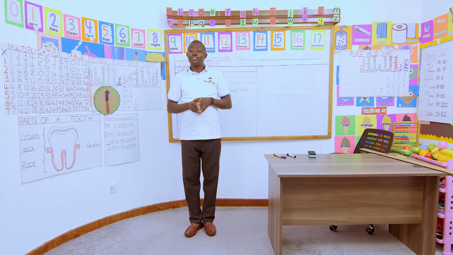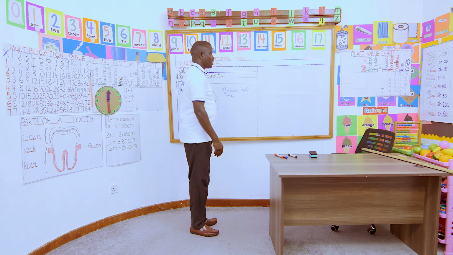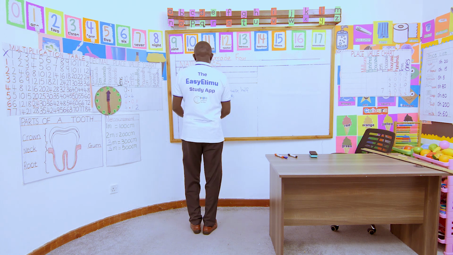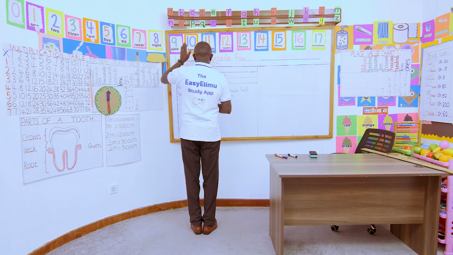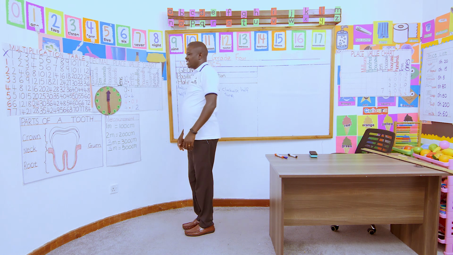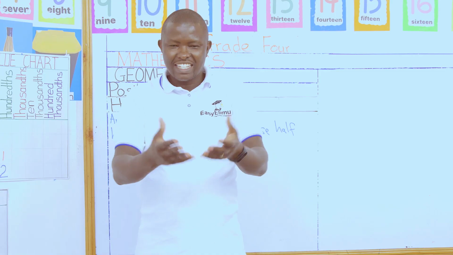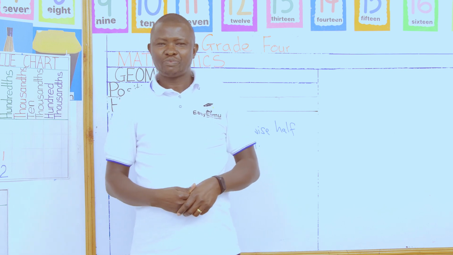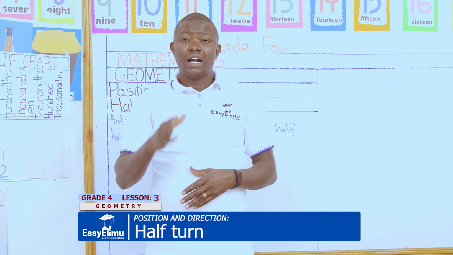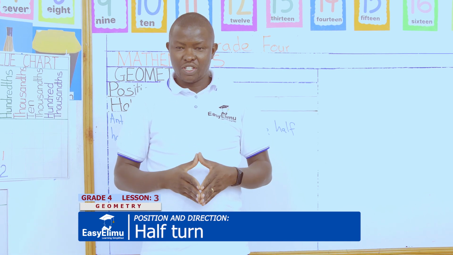Can we make a half turn anti-clockwise? From where we are, do not move your feet, make a half turn anti-clockwise. So now you go back to where you started, anti-clockwise until you face the board. Now, can we turn anti-clockwise again? Making a half turn until we are facing this way. Learners, now you can face me. Remember, a half turn helps us change our position.